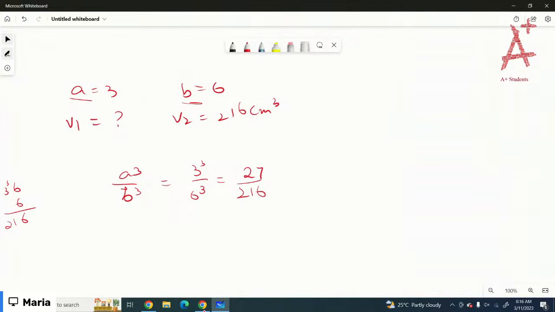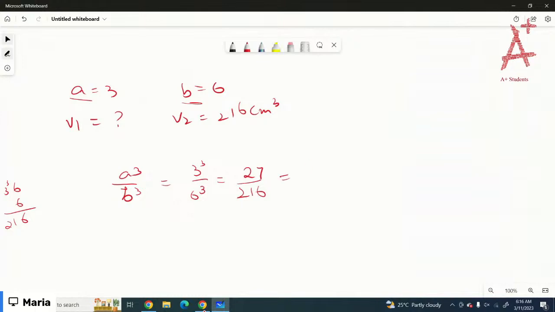So let's see if we can divide them by a common number. We can divide them by, let me see if I can divide 216 by 3 times 9 is 27. 9, I think I can divide them by 9.